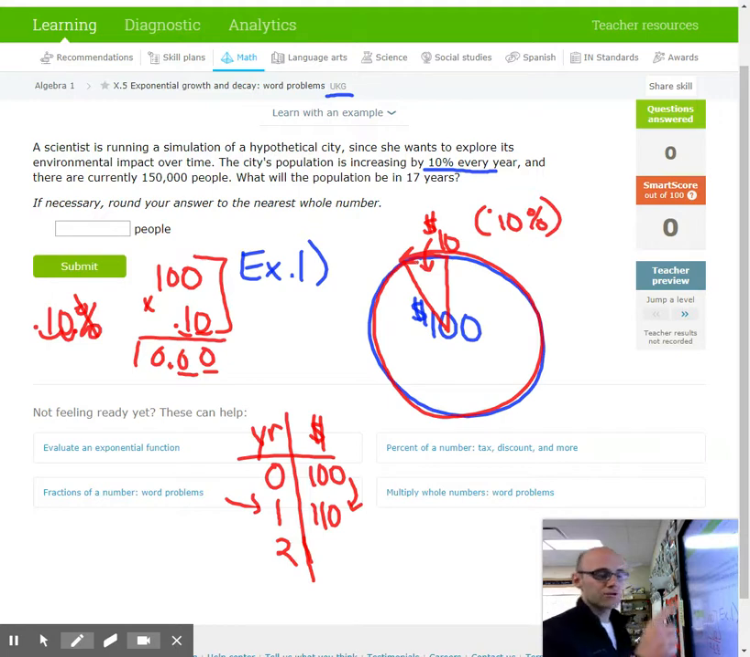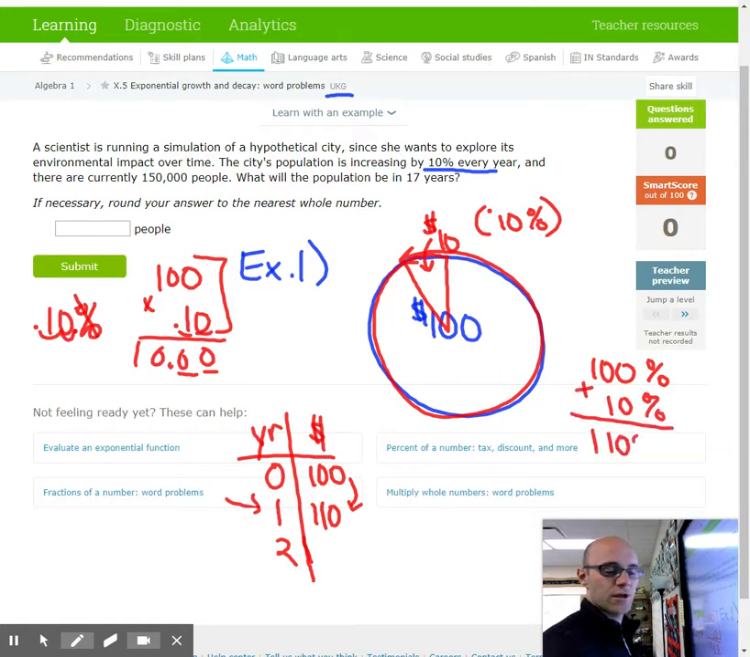So to get the year 1 balance, you needed 100% plus another 10%. So you really needed 110%. How do you write 110% as a decimal? Get rid of the percent sign. That means you've got to move it over 2 spots. Wouldn't it be 1.10? Okay, so that's 110% written as a decimal.